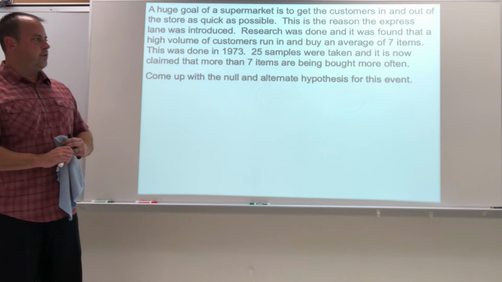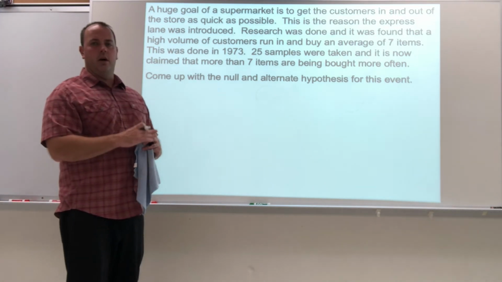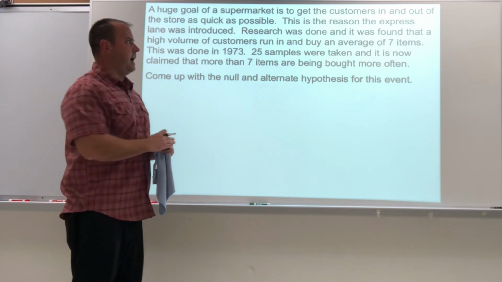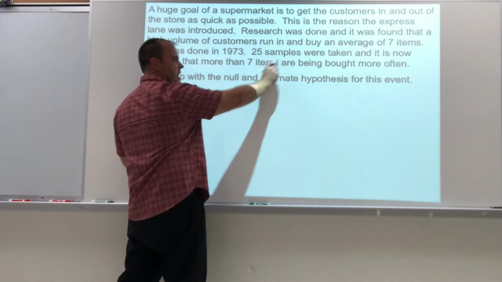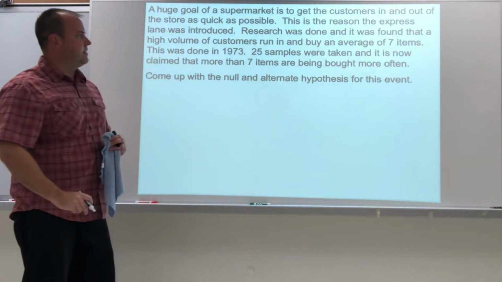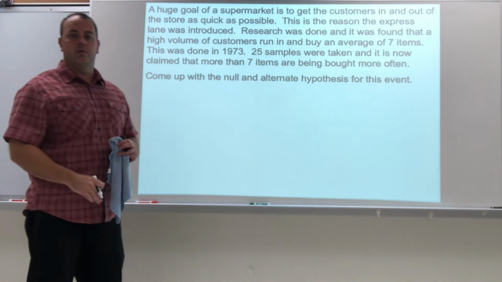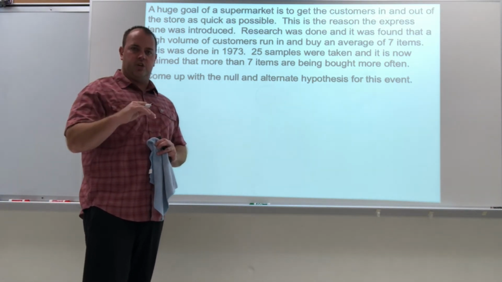Come up with the null and alternative hypothesis for this event. So there's a whole lot of numbers going through here. We have a date, that's when this was taken, it has our sample size, and we're judging 7 items. It's saying that on average, 7 items are being bought. We want to see if that average of 7 is changing.